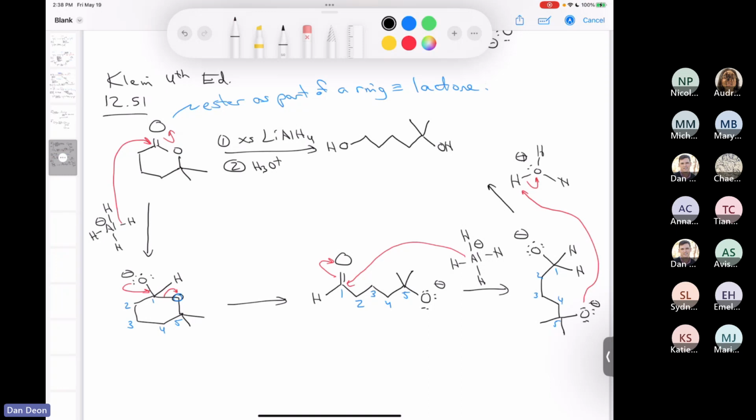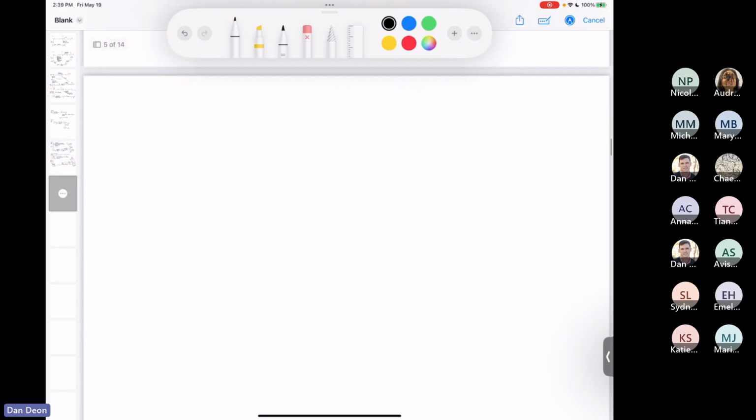And I know that I didn't tell you to do question 12.52, but I would like to take a peek at it. So this is question 12.52, and of course this is Klein 4th edition. And question 12.52 gives us another lactone, except this time it's attached to an aromatic ring.